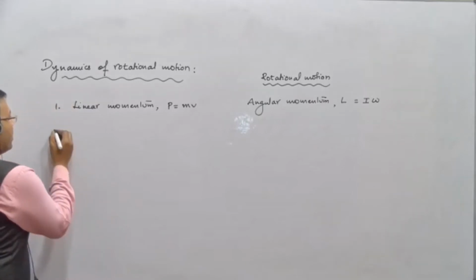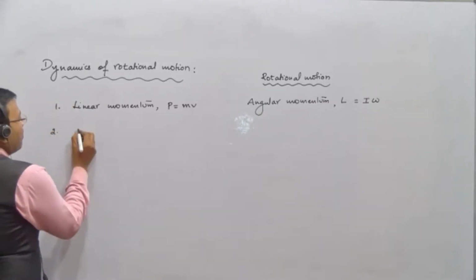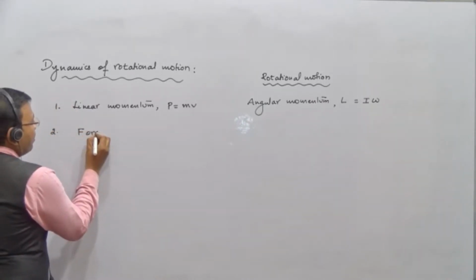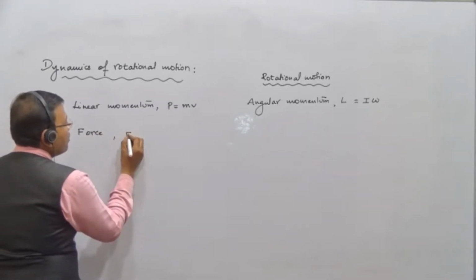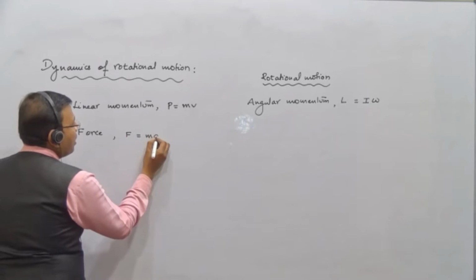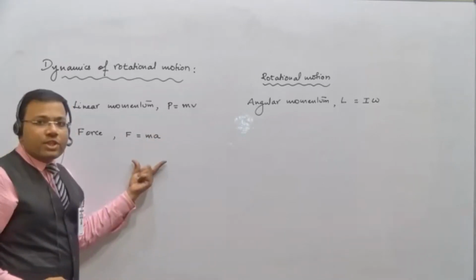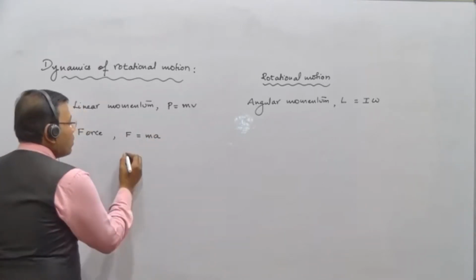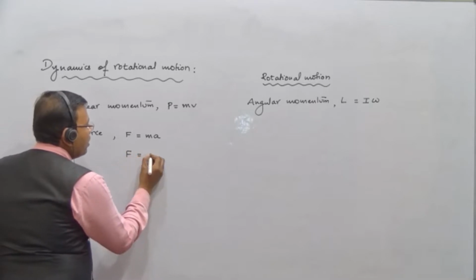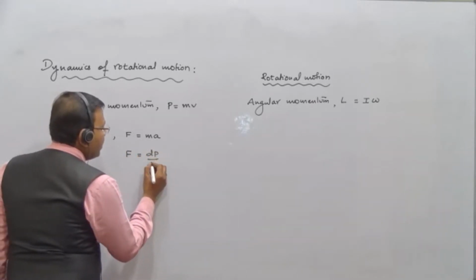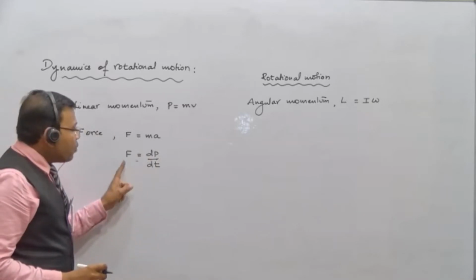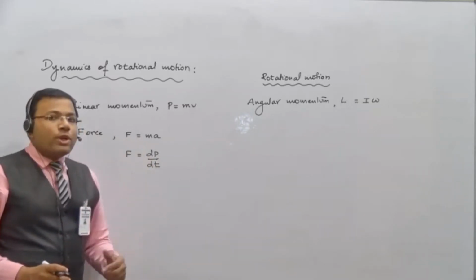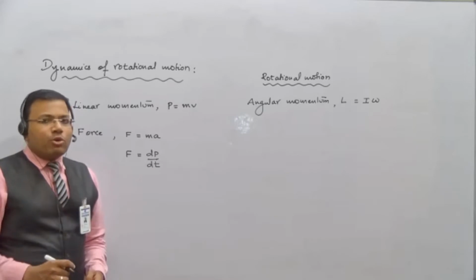Next, we move to the second one. Here we speak about the force. In linear motion, what is the formula for force? Force, F is equal to ma. This is one relation what we have. Another relation also we write, F is equal to dp by dt, that is rate of change of momentum is a force, or F is equal to ma. These two relations we have seen already in linear motion.